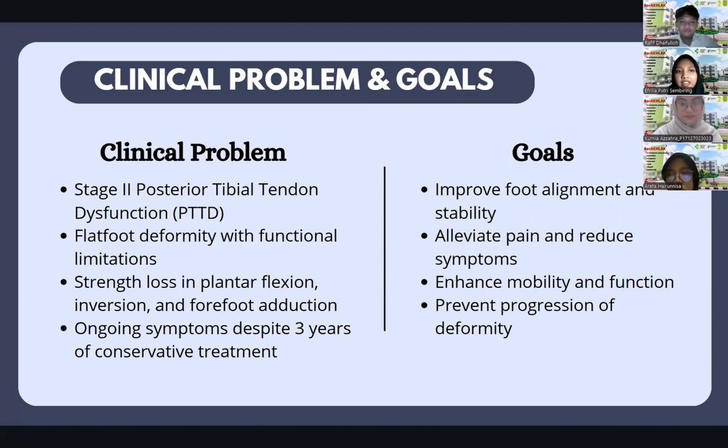Okay, the next slide is clinical problems and goals. The first one is clinical problems. There are stage 2 posterior tibial tendon dysfunction, flat foot deformity with functional limitation, strength loss in plantar flexion, inversion, and forefoot adduction, and lastly ongoing symptoms despite 3 years of conservative treatment. And the goals are improved foot alignment and stability, alleviate pain and reduce symptoms, enhance mobility and function, and lastly prevent progression of deformity.